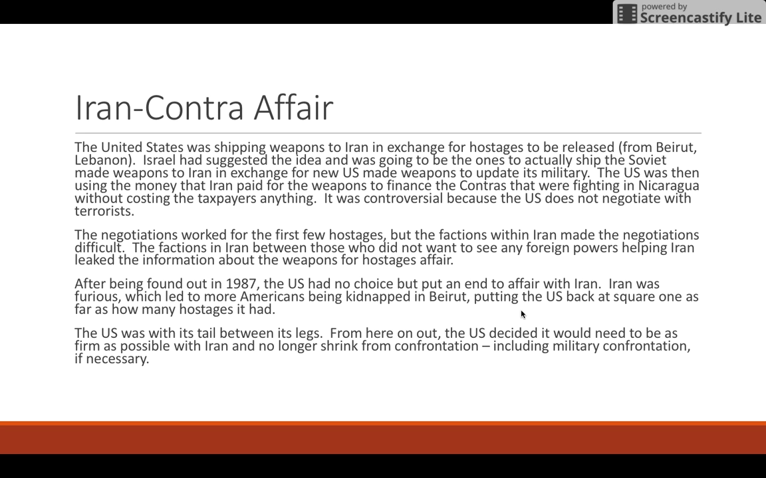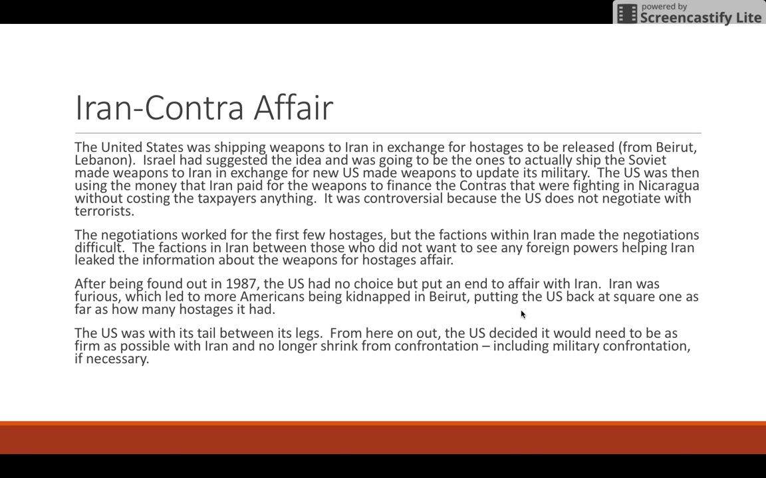Next is the Iran-Contra affair. This is going to become one of the biggest sticking points with the United States' relationship in this war. The United States had an idea through Israel. Israel suggested this plan, and Israel said, how about we ship weapons to Iran because they're willing to pay top dollar for these weapons. We'll ship Soviet weapons to Iran, and you ship us, Israel, brand new US weapons, so it'll update. It's a win for everyone.